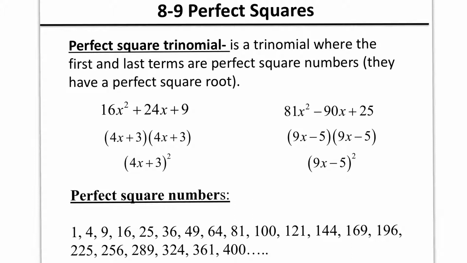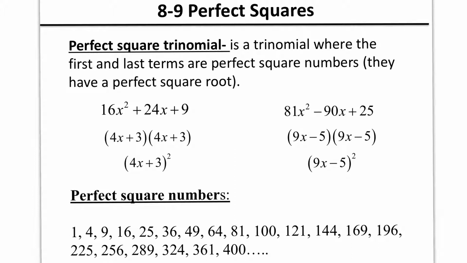We are going to talk about one specific perfect square, which is a perfect square trinomial. Remember that we are factoring different polynomials, and a perfect square trinomial is a trinomial where the first and the last terms are perfect square numbers, which means that they have a perfect square root. This is another special case that you can learn to factor a polynomial. It's a little bit faster than doing the traditional way to factor.